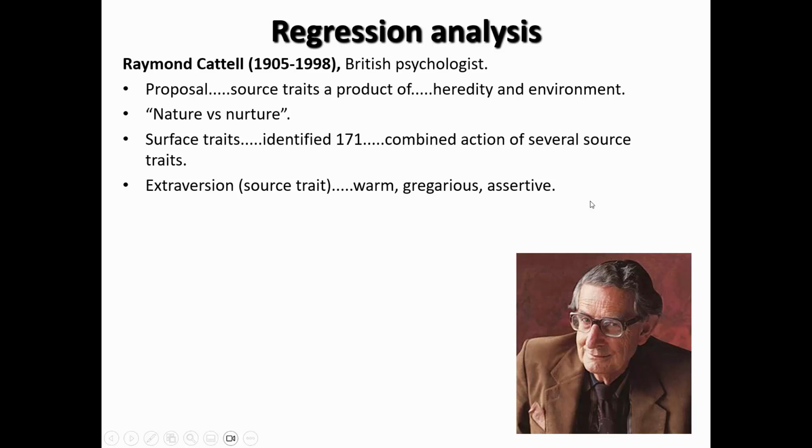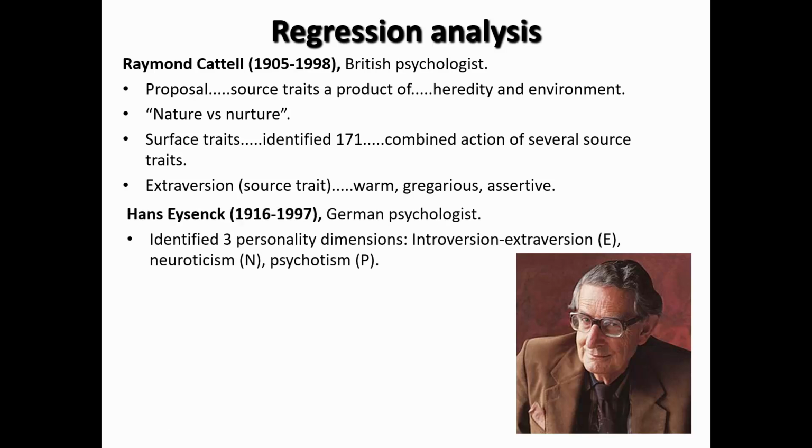Another psychologist, Hans Eysenck, simultaneously was examining personality, and he identified three unique, what he termed dimensions: introversion-extroversion, which we'll just label as the symbol uppercase E, neuroticism for N, and psychoticism as P.